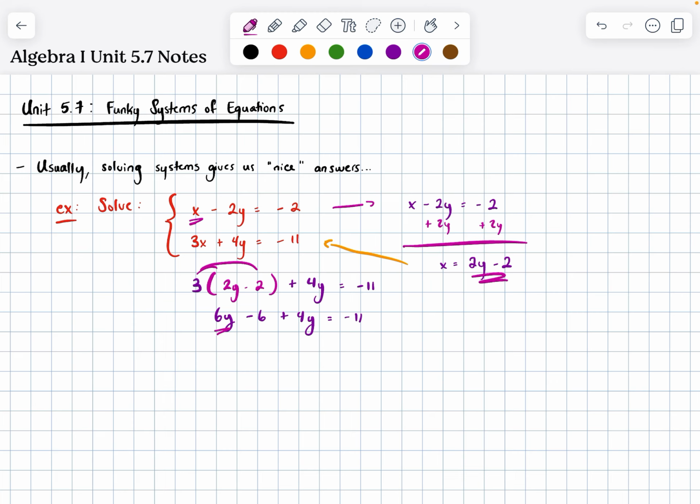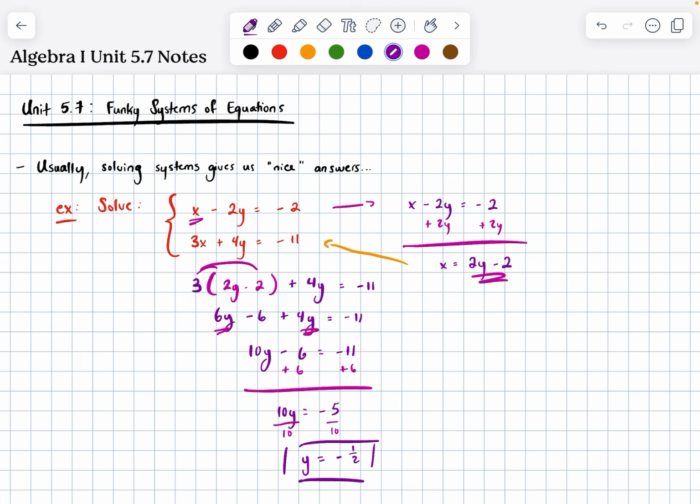From here, I've got some like terms I can combine. I have 6y plus 4y. That's going to give me 10y minus 6 equals negative 11. To get y by itself, next move, let's add 6 to both sides. 10y is equal to negative 11 plus 6, which is equal to negative 5. Last move, we'll divide both sides by 10 to show that y is equal to negative 1 over 2. Knowing that y is equal to negative 1 over 2, I just need to find the value of x.